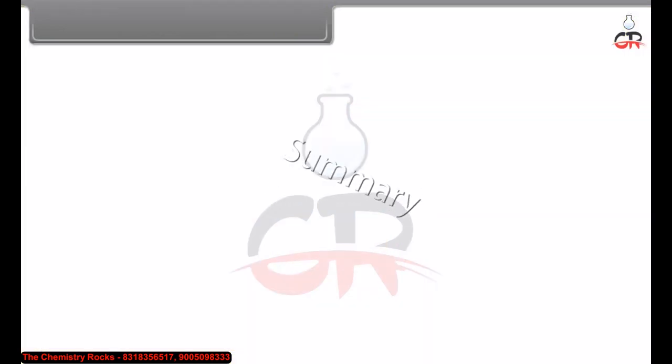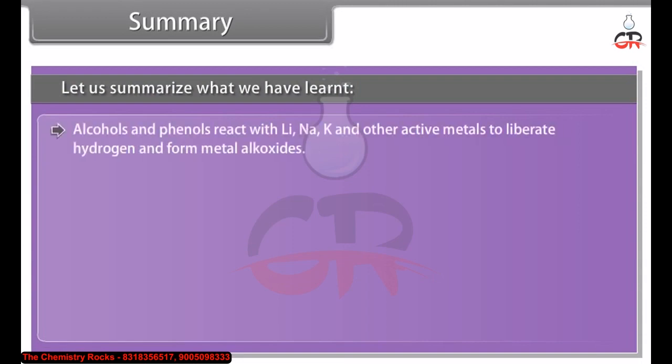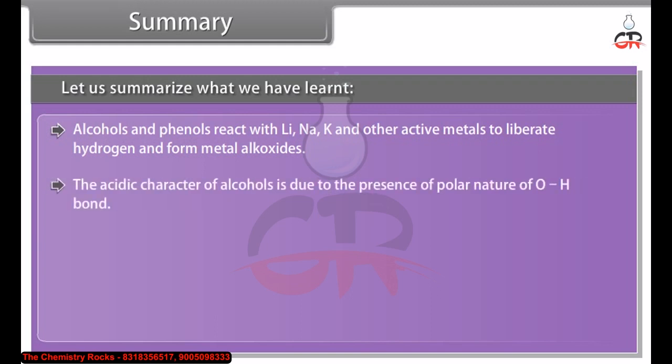Let us summarize what we have learned. Alcohols and phenols react with lithium, sodium, potassium, and other active metals to liberate hydrogen and form metal alkoxides. The acidic character of alcohols is due to the polar nature of the O-H bond. Phenols are stronger acids than alcohols.